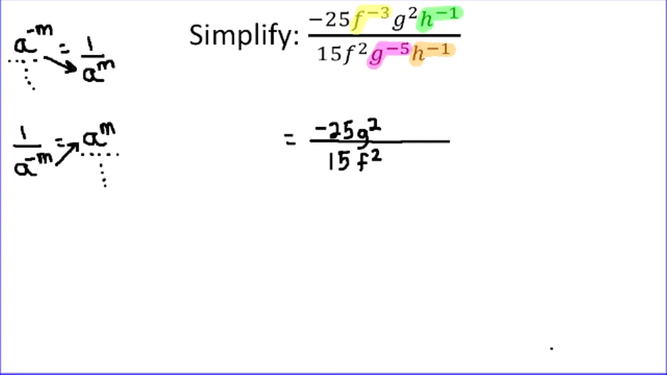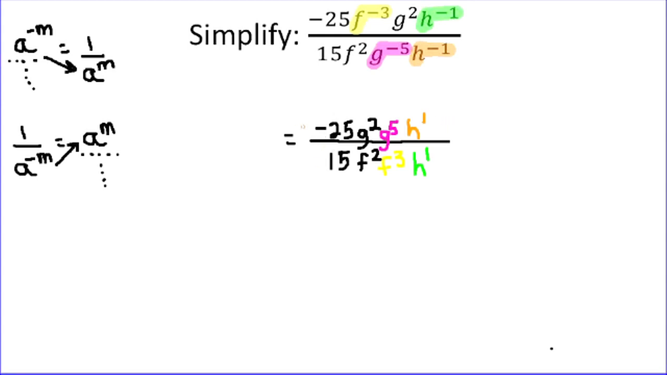Now I'm going to rewrite the factors that have moved. So this f to the power of negative 3 now moves to the denominator, f to the power of 3. But you can't see that very well. And the h to the power of negative 1 moves and becomes h to the power of 1. And same with our negative exponents from the denominator. That g to the power of negative 5 moves to the numerator and becomes a positive 5. And likewise, the h to the power of negative 1 now becomes an h to the power of 1. So now I have only positive exponents.